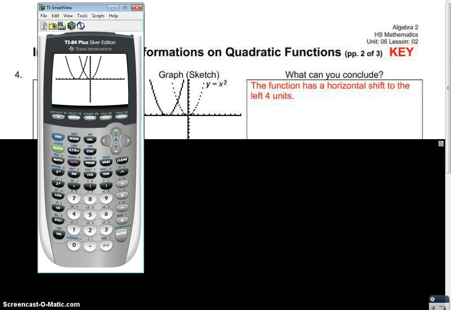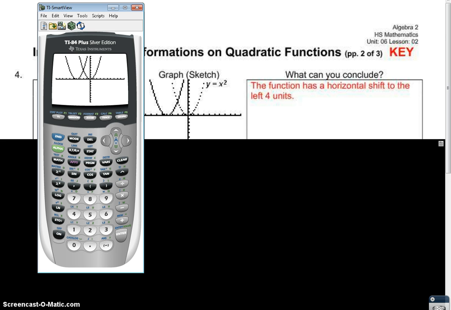If you notice what happened to my graph, you should have noticed that there was a horizontal shift, meaning it's going to move left and right. Now, this one was plus 4, but what direction did I actually move? I moved to the left. So what you should notice is whenever I move horizontally, I'm actually moving in the opposite direction.